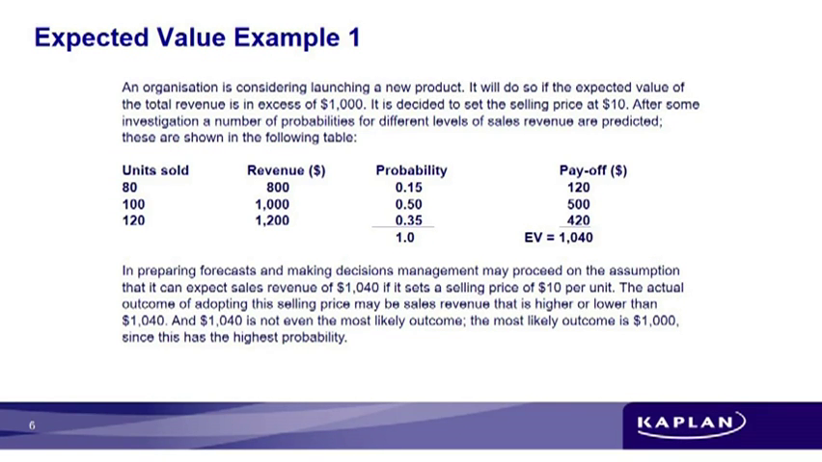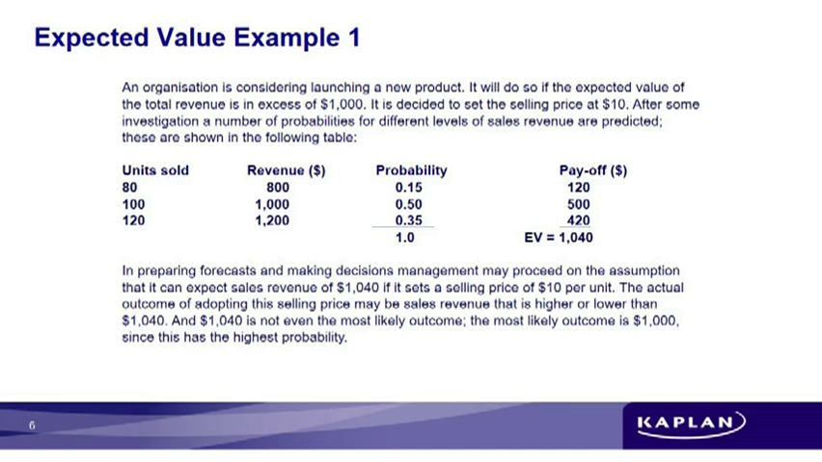Second example, we have an organization that is contemplating launching a new product. However, this organization will only launch the new product if the expected value of the total revenue will be in excess of $1,000. This organization has decided to set the price of this new product at $10. After some investigation, a number of probabilities for different levels of sales revenue are predicted and are shown as follows.